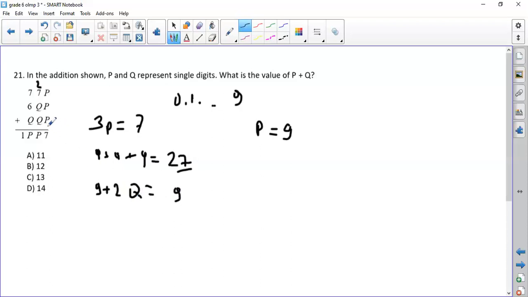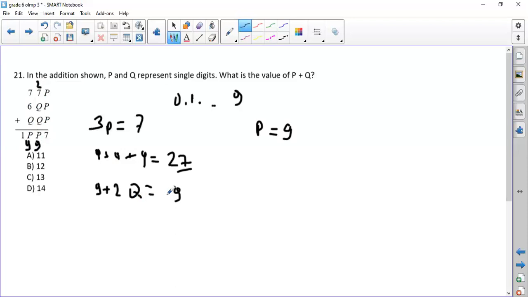If Q is 0, we can check. Then 7 plus 6 is 13, not 19, because here I have P as 9. Again, 2 plus 7 is 9, this one is 0, and I put 9 here. 7 plus 6 is 13, plus 0 will remain 13, not 19. So Q cannot be 0.